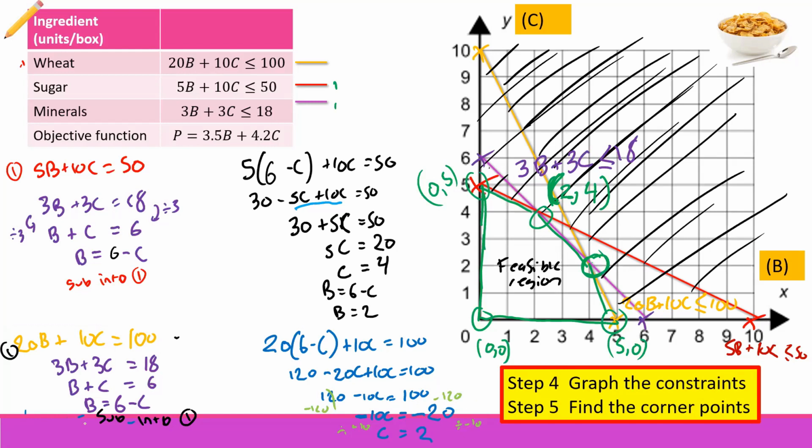That gives me C equals 2, which means that if C equals 2, then B must equal 4 because of this equation here. That means that this point here is (4, 2). And now I've got all of the corner points.